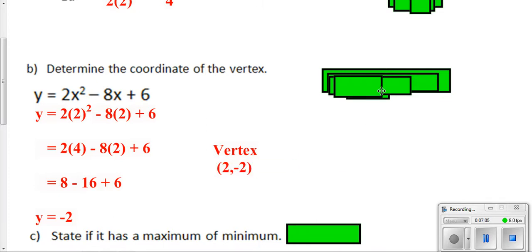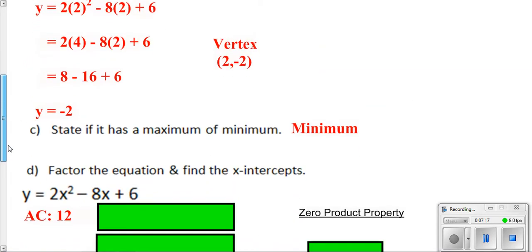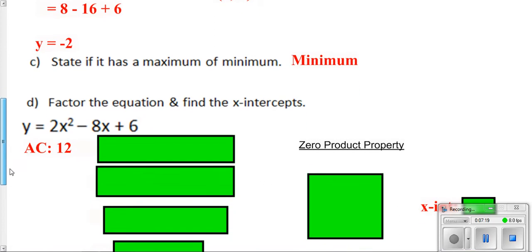Next thing I need to determine in C is, does it have a max or min? Well, this graph curves up because 2 is positive. If it's curving up, it's going to have a minimum. And what's new today is we need to go ahead and do part D.